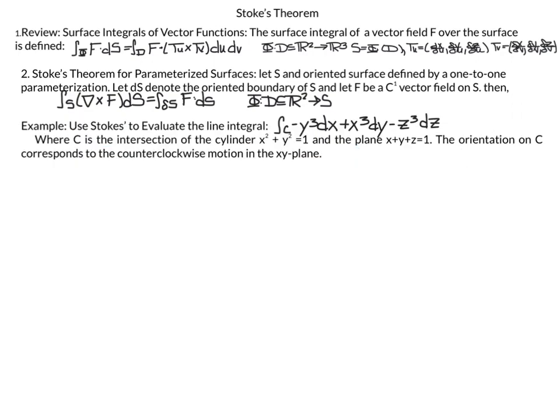Our next example is to evaluate this line integral. Here's our vector field f, and we want to integrate over the curve c, where c is the intersection of this cylinder, x squared plus y squared equals 1, and the plane, x plus y plus z equals 1.